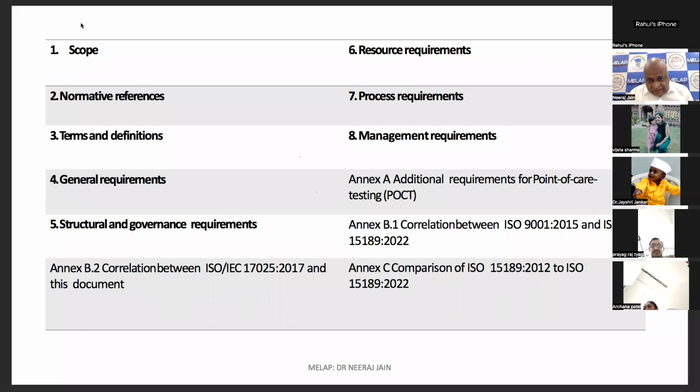Then there are annexes. In these, they have mentioned a few additional requirements for point of care testing, a comparison between ISO 9001 and 15189, a comparison between ISO 17025 and 15189, and a comparison between the previous edition of 15189, 2012, and 2022.